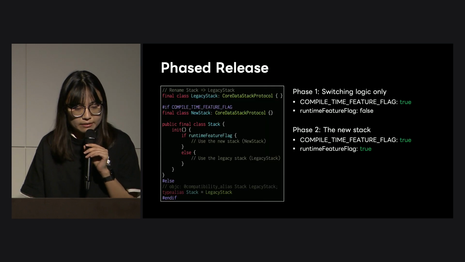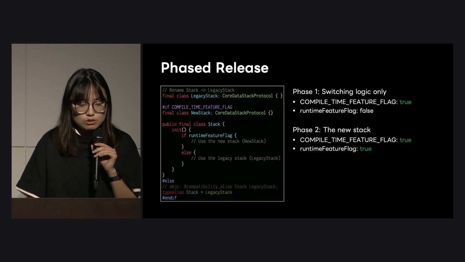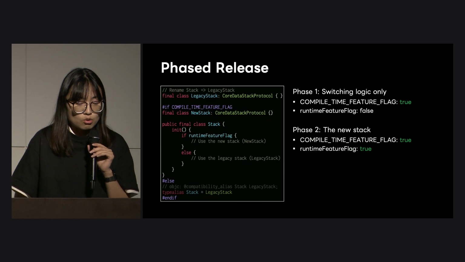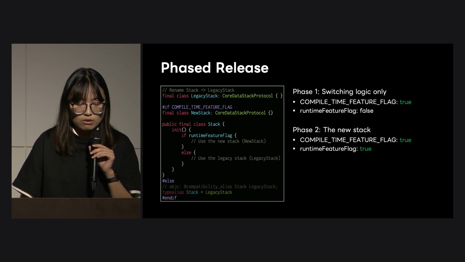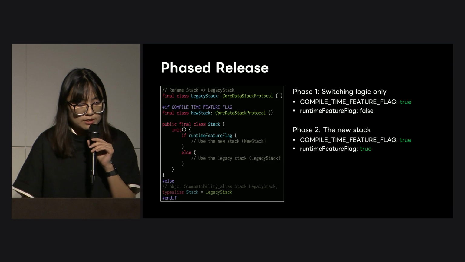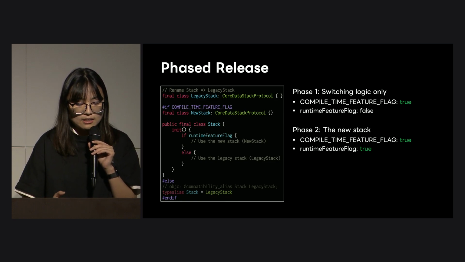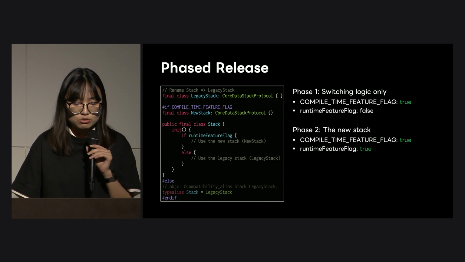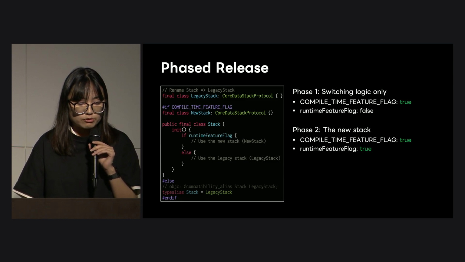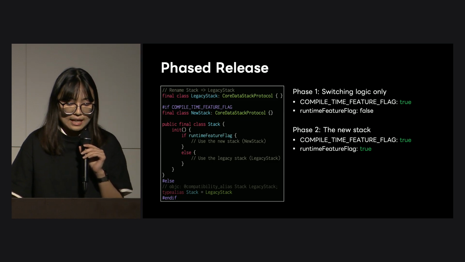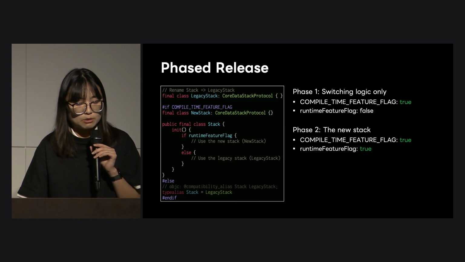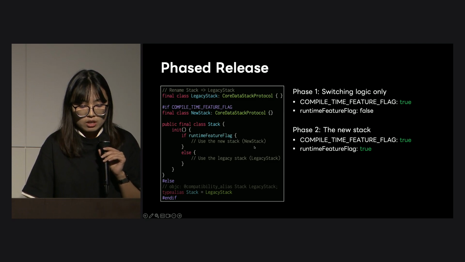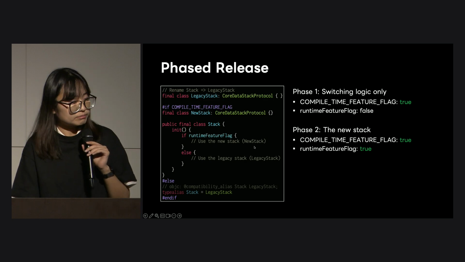Let's get back to the implementation again. As mentioned earlier, this refactoring is critical, and we want to minimize risk as much as possible. So we used feature flags to roll out the change in two phases. In phase one, we focus on validating the switching logic only. In this phase, the compile time feature flag was set to true, but the runtime feature flag remained false. This means we still use the legacy stack, but with the switching logic in place. In phase two, both flags were set to true. The new core data stack was fully enabled.